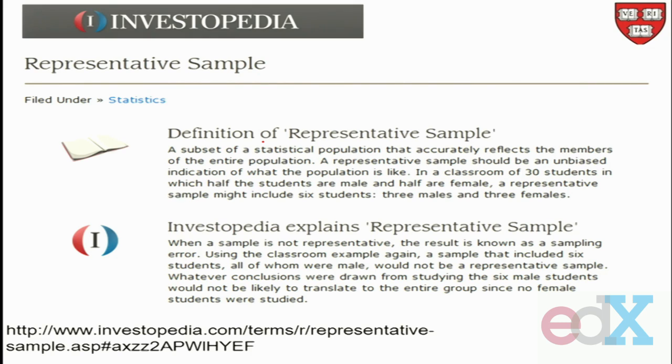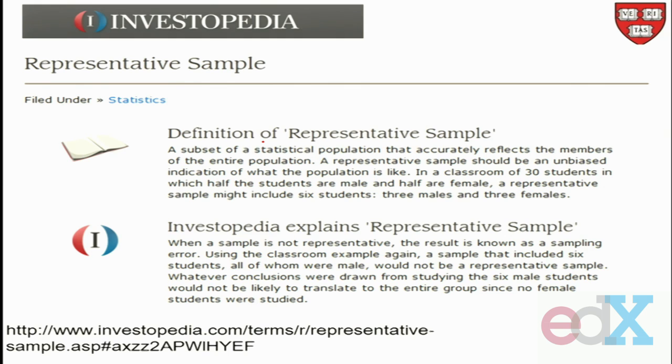So I went onto the web and I found this place, Investopedia, and they define what they mean by a representative sample. They say it's a subset of a statistical population. Now, I don't know what a statistical population is as opposed to just a population, but anyway, that accurately reflects the members of the entire population. Accurately reflects the members. The example they give is, in a classroom of 30 students in which half the students are male and half are female, a representative sample might include 6 students, 3 males and 3 females.